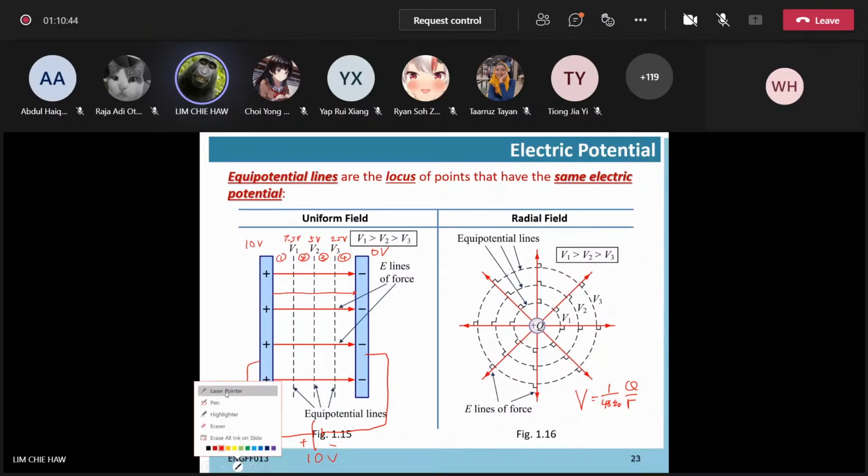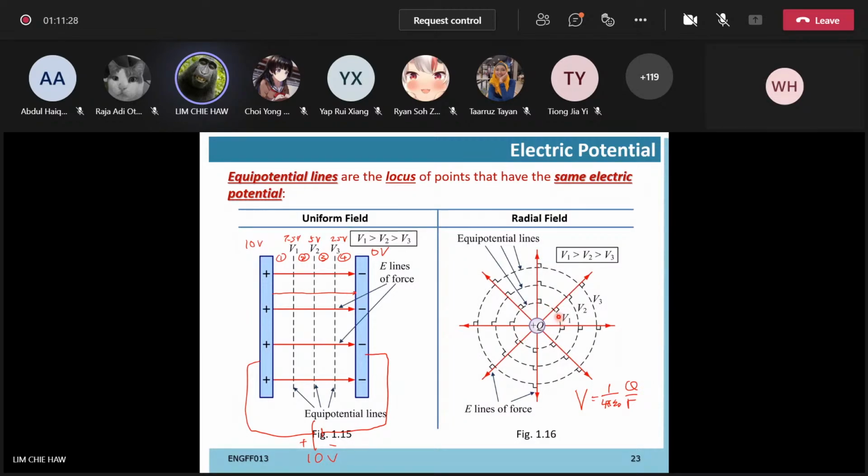let me get a pointer first. Look at my pointer here. Look at this dotted line. As long as you walk along this dotted line, you maintain the same radius from the center of the charge, isn't it? If I walk along this dotted line, look at my pointer, you have the same distance from the center of the charge. Therefore, as long as you walk along this dotted line, you have the same potential because the value of R is the same. So this dotted line that I'm pointing at now will be the equipotential line for V1.